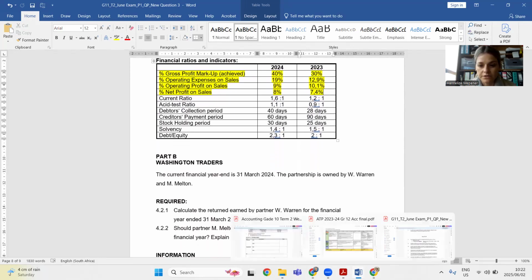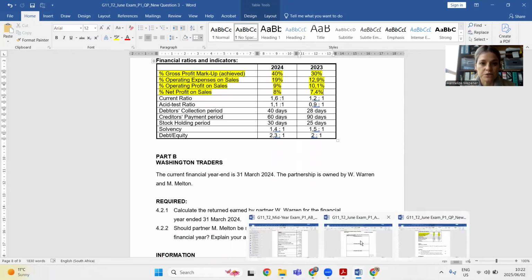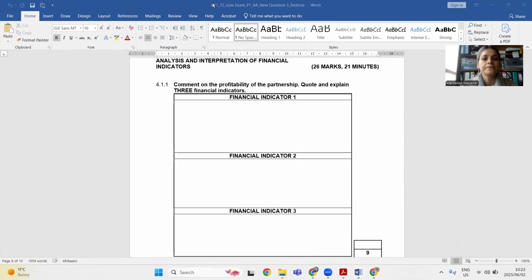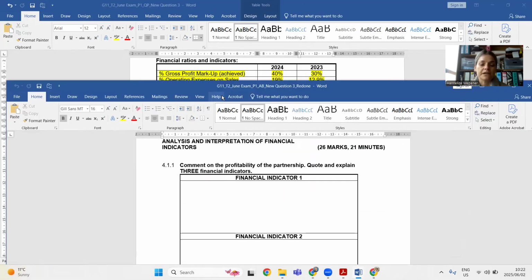So we will then use that. You can decide which one of the three you want to use. So let's see what they have here. They have the gross profit markup achieved. So you achieved in the current financial year 40%. Last year, you made a gross profit markup of 30%. So there was an increase.